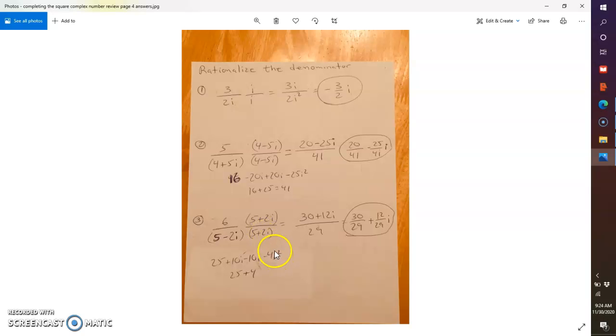The i squared is a negative 1, so it makes this a positive 4. 25 and 4 is 29. And then we split the denominator up. 30 over 29 plus 12 over 29i. And we end up with this answer right here. 30 over 29 plus 12 over 29i.